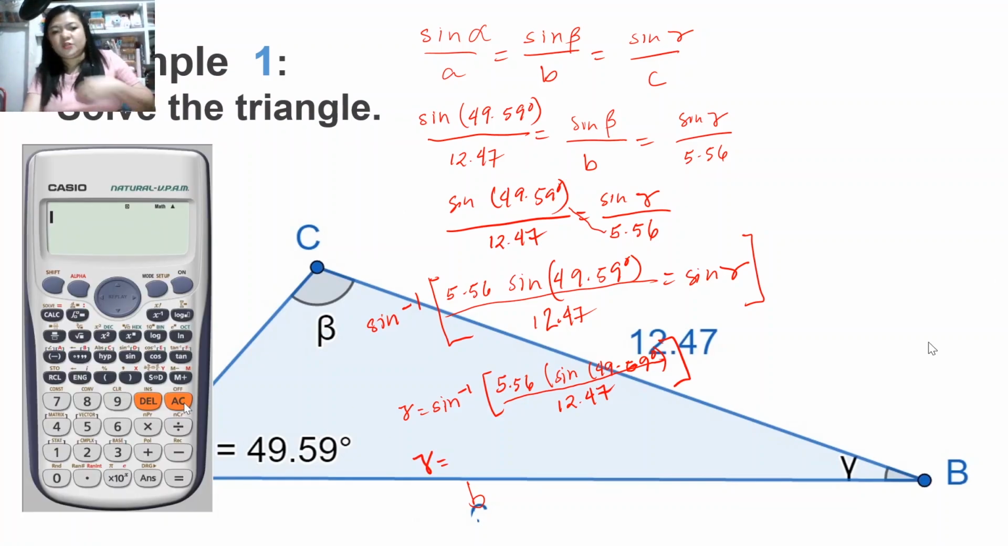We can use our calculator to find gamma. So gamma is equal to arc sine. So arc sine is shift sine. Product of 5.56 times sine 49.59 degrees. Again, always make sure that your calculator is set to degree mode. Then divide by 12.47.